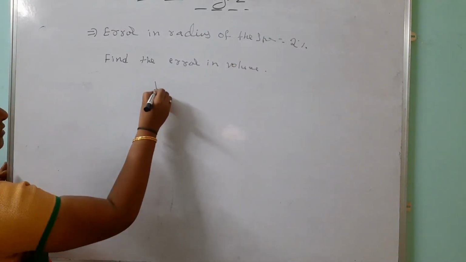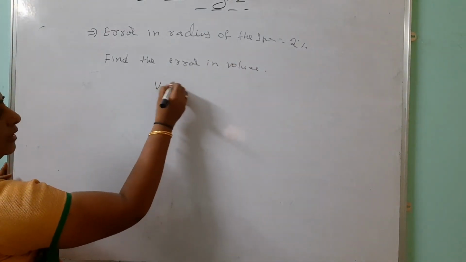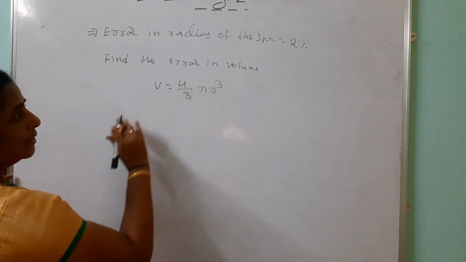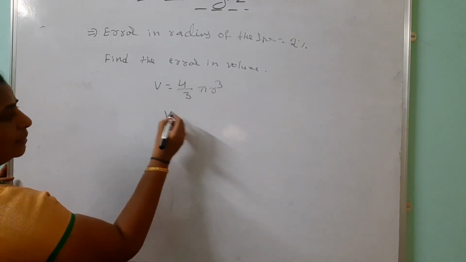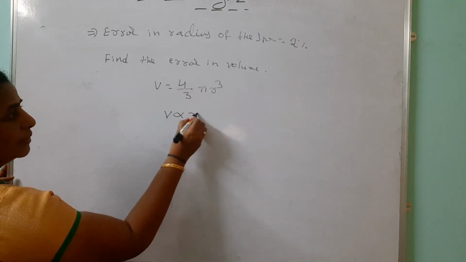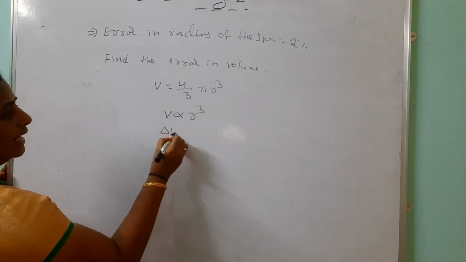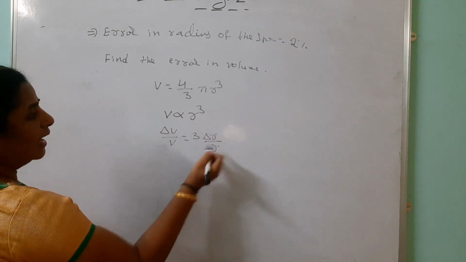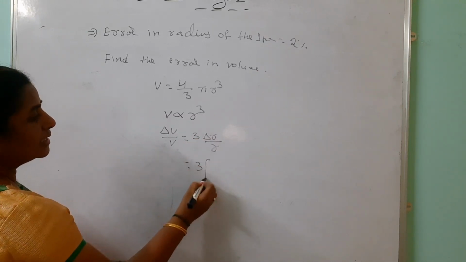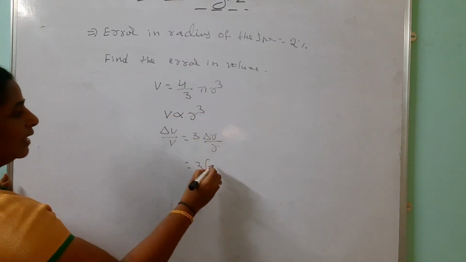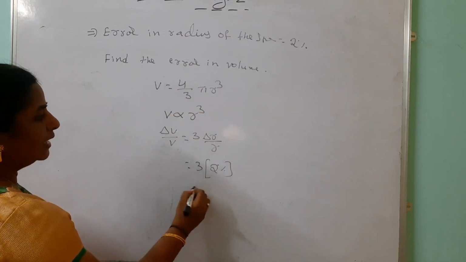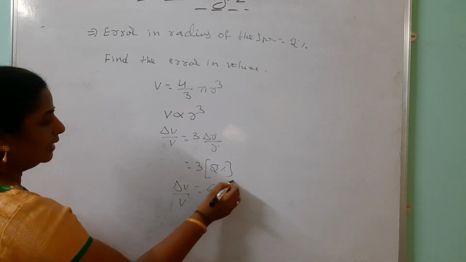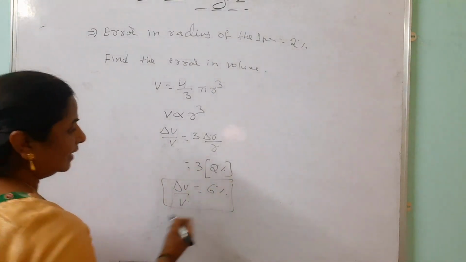See, sphere, what is the formula? Volume is 4/3 pi r cube. 4/3 is constant, pi is constant. What is the relation between them? V is directly proportional to r cube. So delta V by V equals 3 into delta R by R. Instead of delta R by R, what are we writing? 2%. So 3 twos are how much? 6%. This is the error in volume. Like that we can calculate.